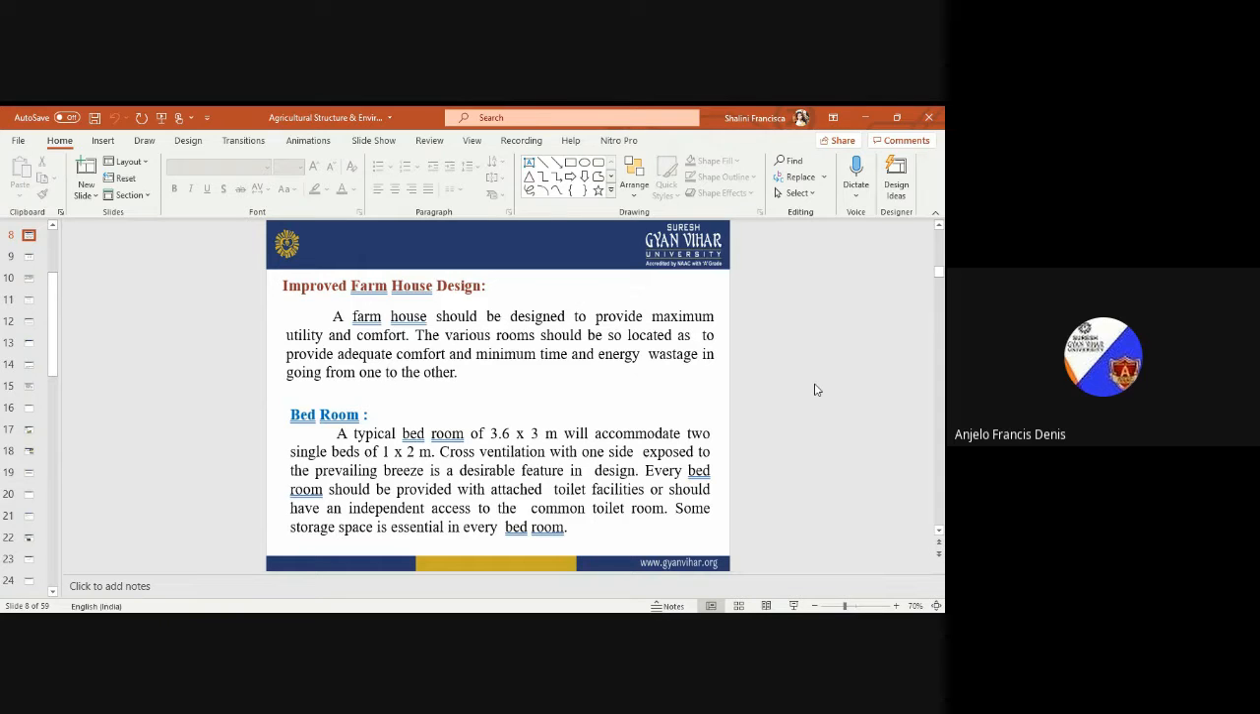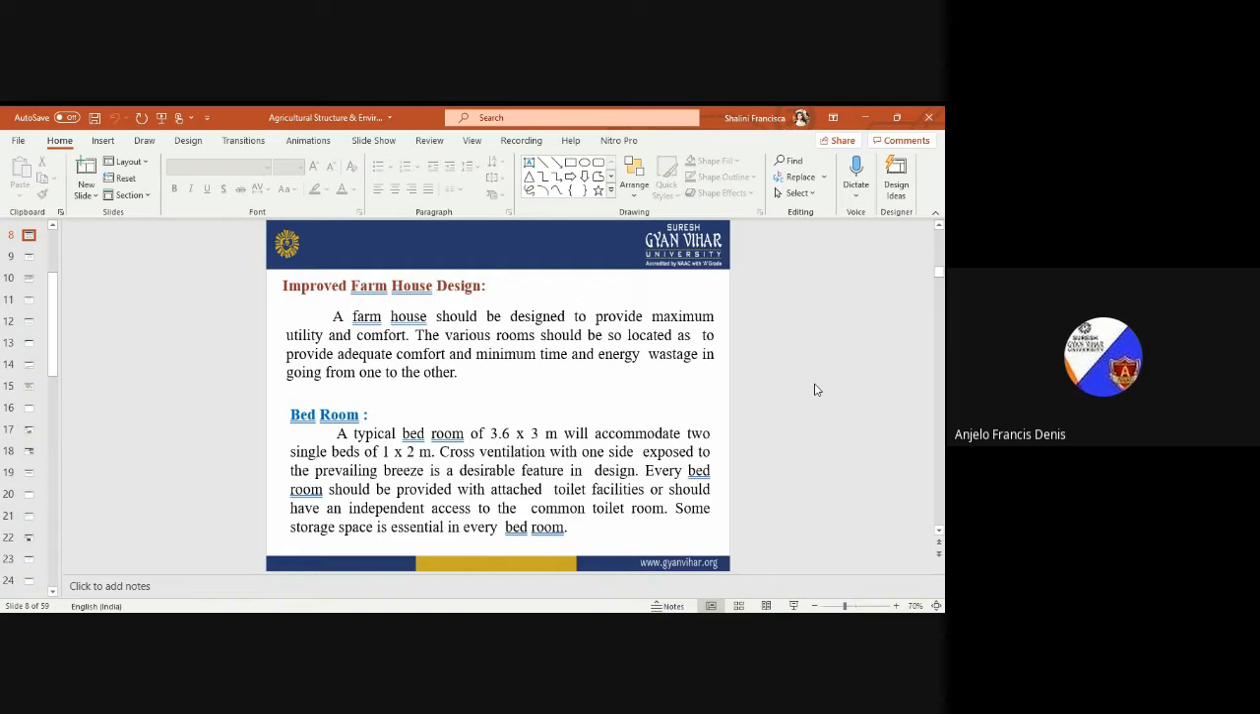So, talking about the bedroom, a typical bedroom of 3.6 by 3 meters will accommodate two single beds of 1 by 2 meters. Cross ventilation with one side exposed to the prevailing breeze is a desirable feature in design. Every bedroom should be provided with attached toilet facilities or should have independent access to the common toilet room. Some storage space is also essential in every bedroom.